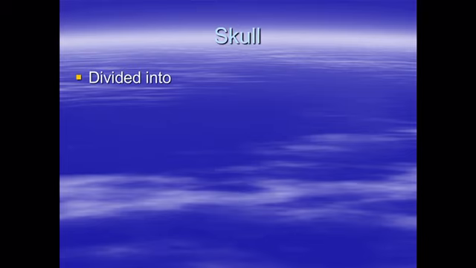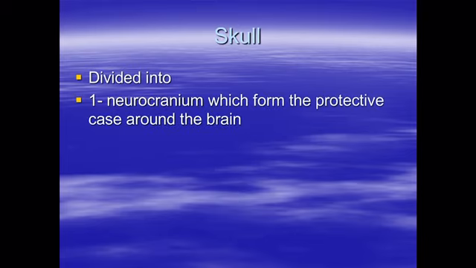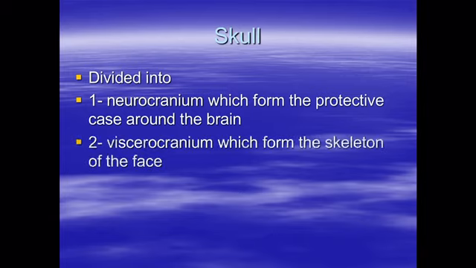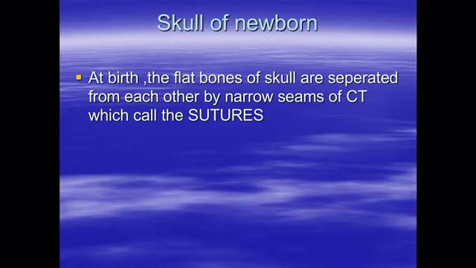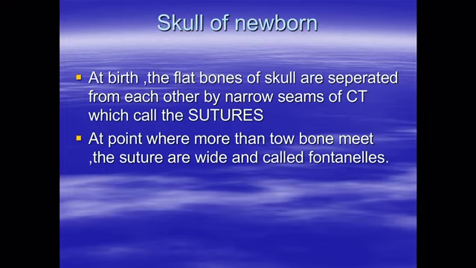The skull is divided into the neurocranium, which forms the protective case around the brain, and the viscerocranium, which forms the skeleton of the face. In a newborn, at birth, the flat bones of the skull are separated from each other by narrow seams of connective tissue, which are called sutures. At points where more than two bones meet, the sutures are wide and called fontanelles.